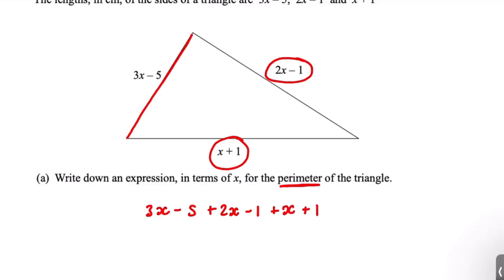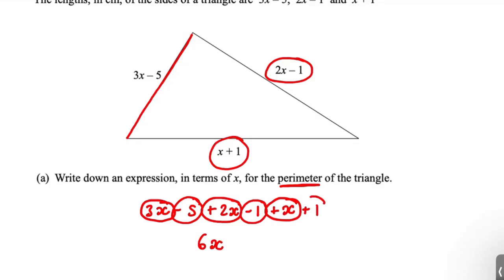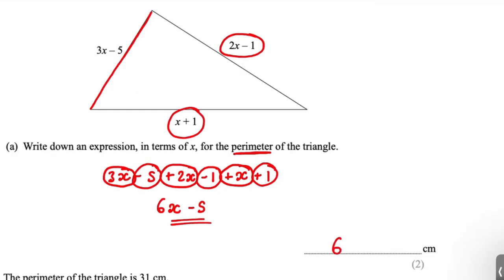Okay, and if we simplify that down, we just need to collect our like expressions. So we have 3x over here plus 2x plus x. That's going to get us 6x. And then we have minus 5 minus 1, which is minus 6. And then minus 6 add 1 is minus 5. So our final answer is going to be 6x minus 5 that we're going to write down over here.